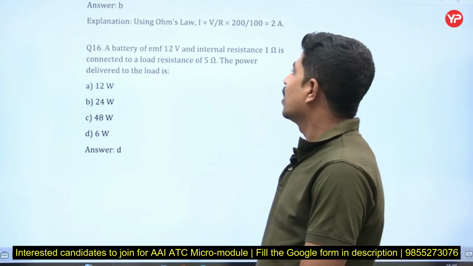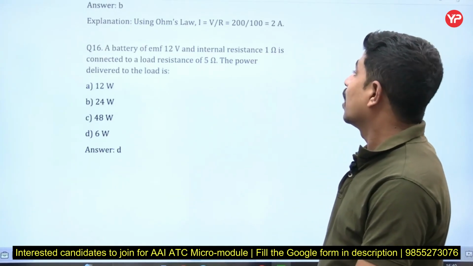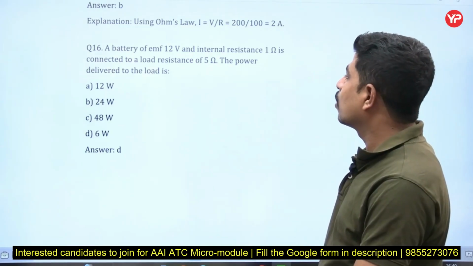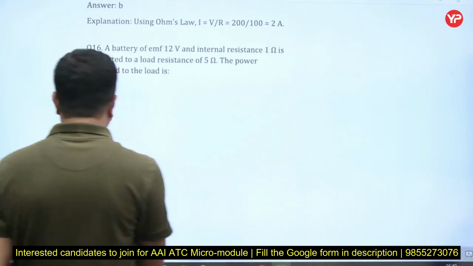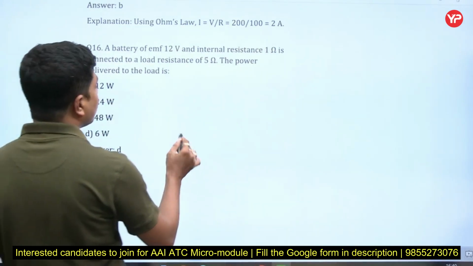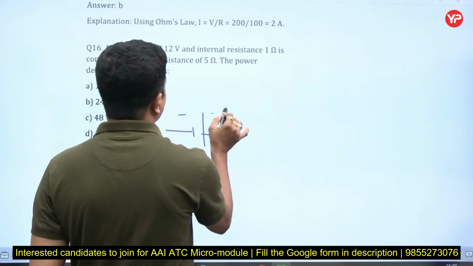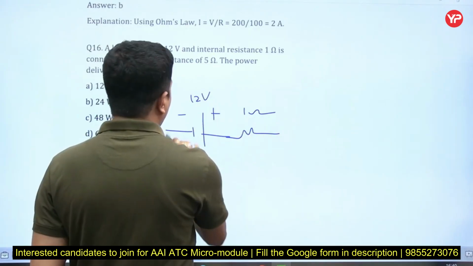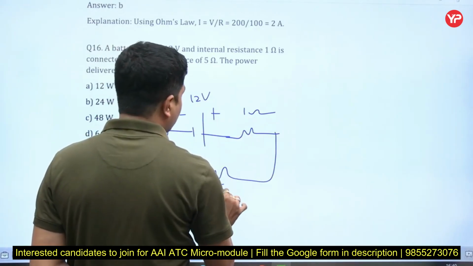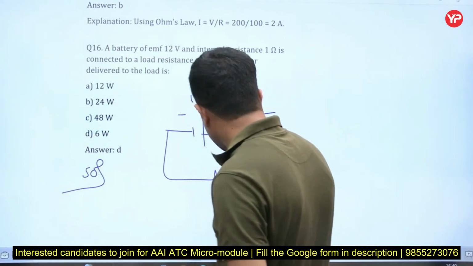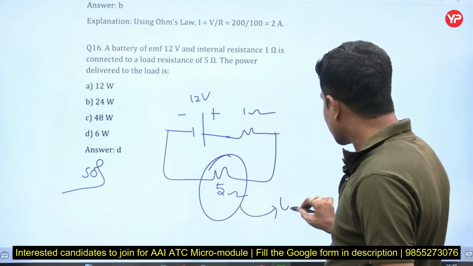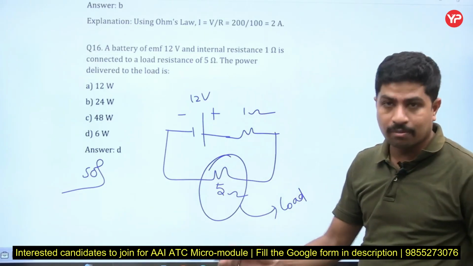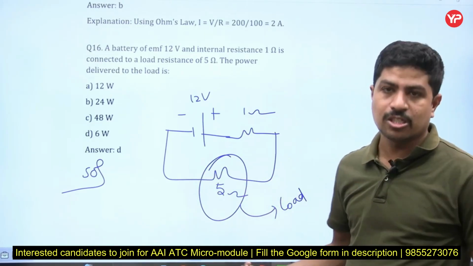Okay, next question. A battery of 12 volts EMF and internal resistance of 1 ohm is connected to a load resistance of 5 ohms. The power delivered to the load is... It is similar to the first question, but the only thing changed here is this is minus, plus, this is 12 volts, it is having 1 ohm, and this is the load. 5 ohms is the load. Previously he asked about power dissipated in the 4 ohm, first question. Here load means there is a change in the nomenclature, that's why I have taken it.